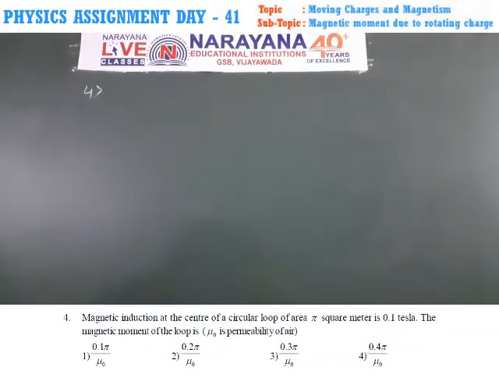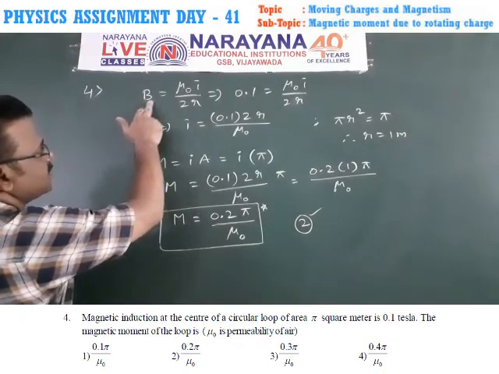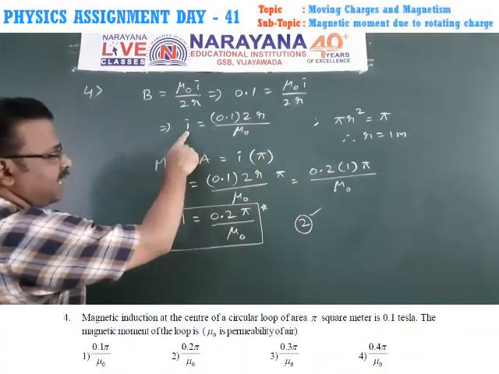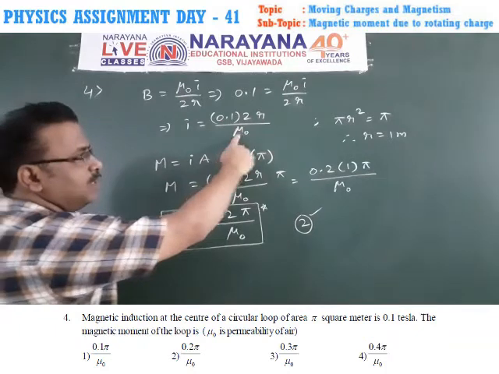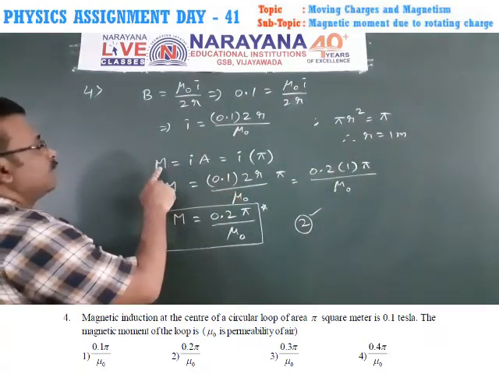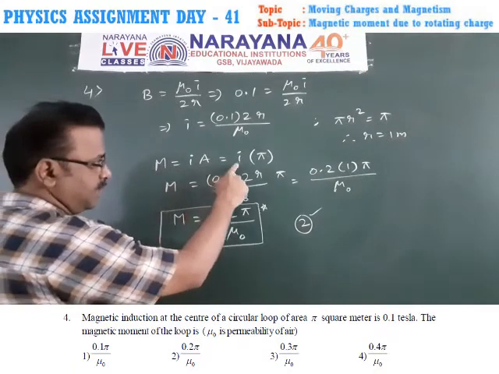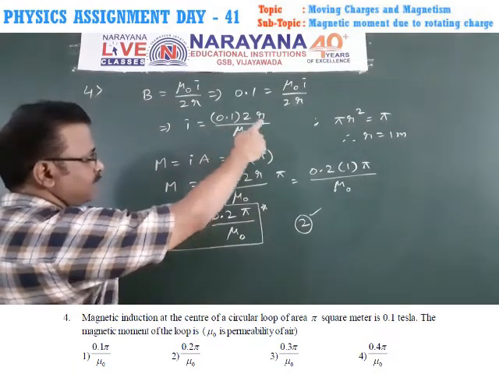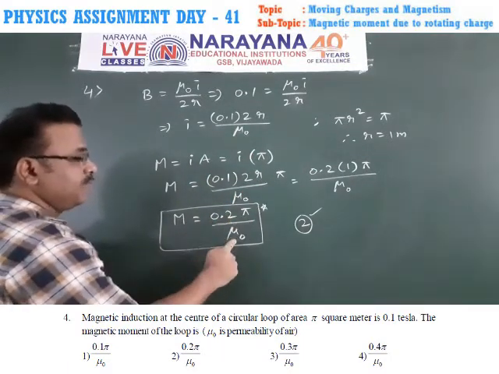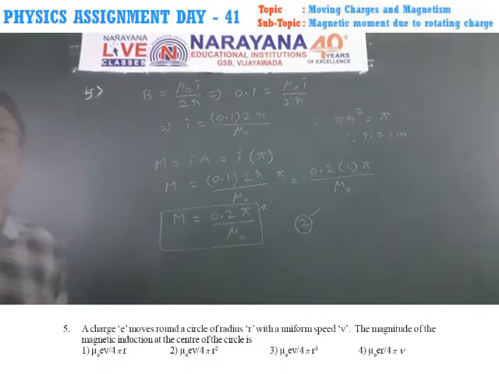Question number 4. Magnetic induction at the center of a circular loop of area pi square meter is 0.1 Tesla. The magnetic moment of the loop is. So at the center B is equal to mu naught I by 2R. 0.1 equal to mu naught I by 2R. From that you will get I as 0.1 into 2R by mu naught. And area pi r square is given as pi. Therefore R is equal to 1 meter. Magnetic moment M is equal to I into A, I into pi. For I you can write 0.1 into 2R by mu naught. And substituting the values you will get M is equal to 0.2 pi by mu naught. Option 2 is correct.